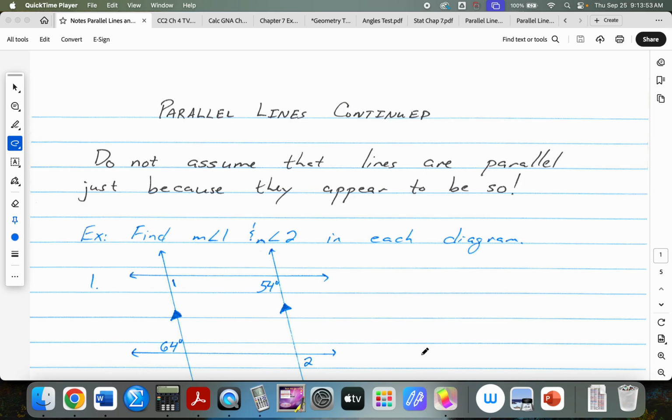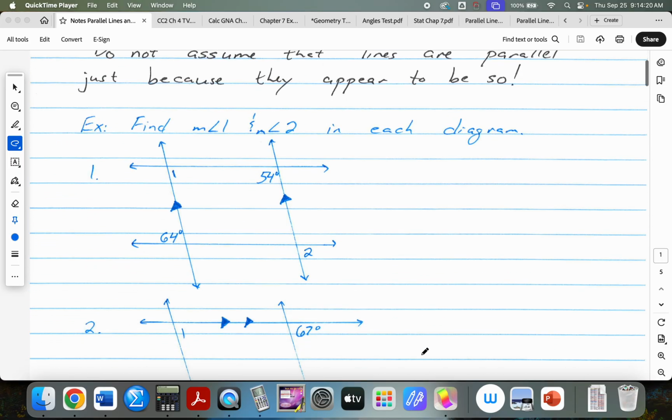So we're continuing our unit on parallel lines today. One of the things you have to be careful about when you're doing parallel line problems is there will frequently be lines that look like they're parallel, but you don't know for sure that they are parallel. Remember, we don't assume that lines are parallel just because they look like it, or perpendicular just because they look like it. Okay? So take, for example, this problem.